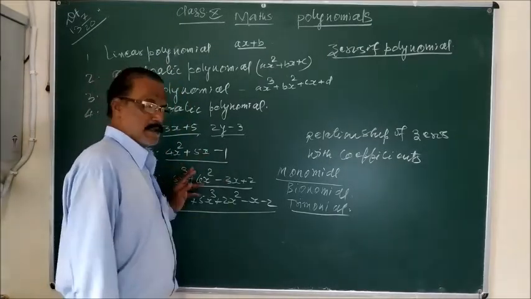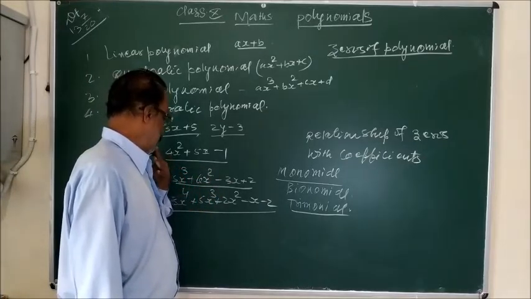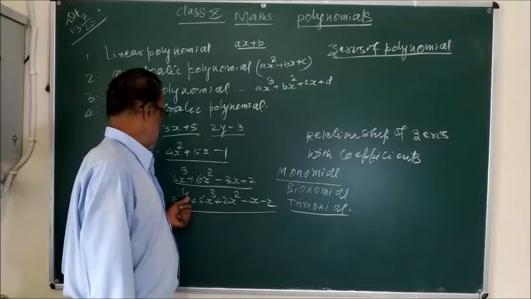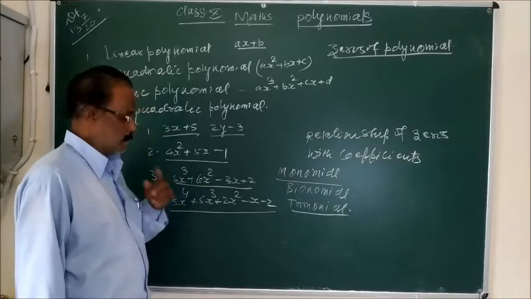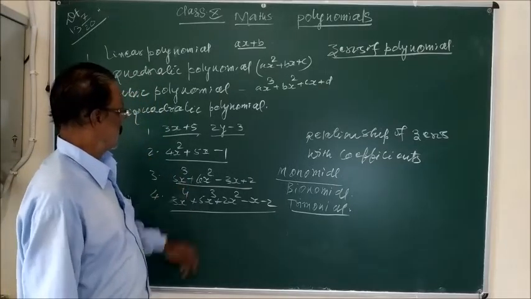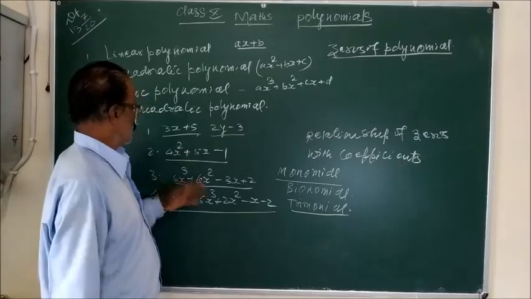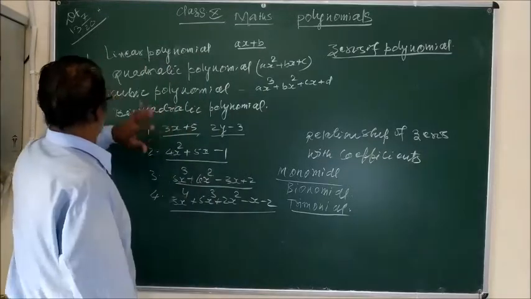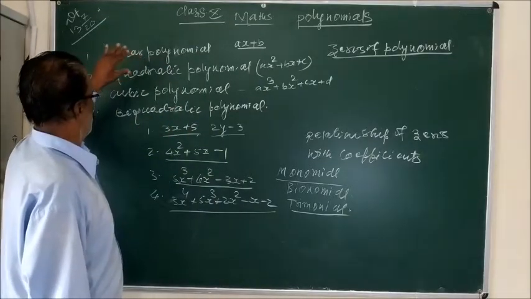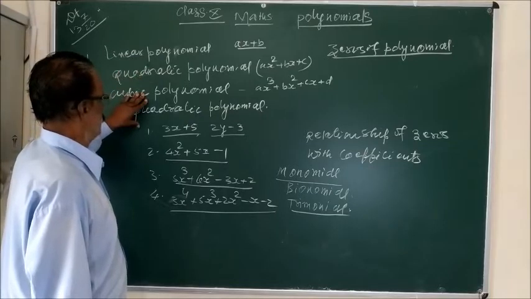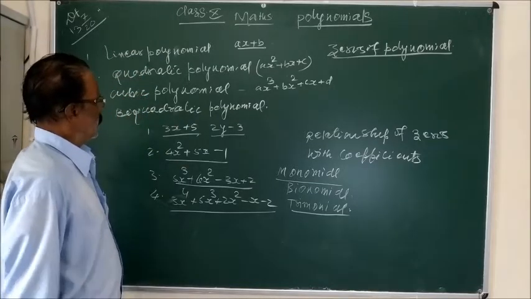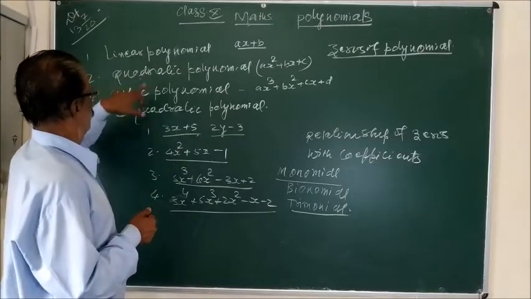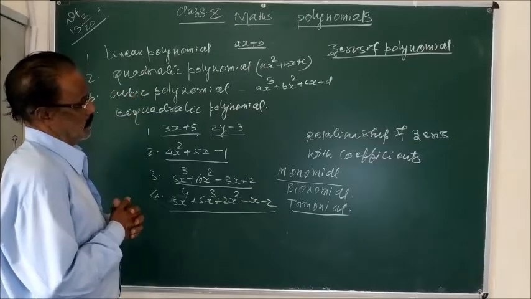Similarly, if the maximum power of the variable is 3, that is a cubic polynomial, and if the maximum power of the variable is 4, that is biquadratic, like that. So these are some polynomials. So you understood what are linear polynomial, quadratic polynomial, cubic polynomial, biquadratic polynomial, and so on. These are named according to the degree of the polynomial: linear, quadratic, cubic, and biquadratic.